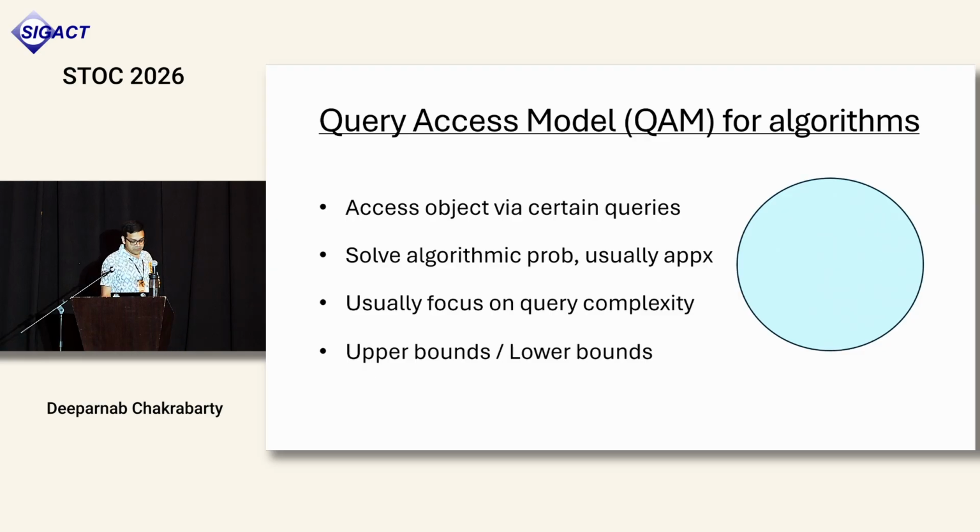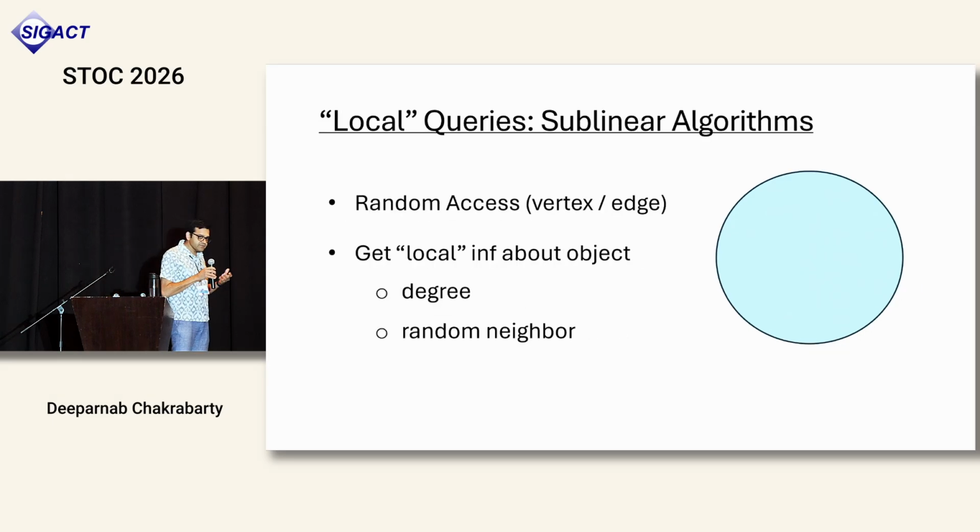So what are global queries? Before I define it, I'll not even try to define it, but give a feel of it: they're queries that are not local. Local queries have been studied, especially in the area of sublinear algorithms. For graphs, you can get a random vertex or a random edge, and after that, you can query things which are local to that vertex or edge, like the degree or getting a nearest neighbor, etc. And then you want to solve problems based on these query models.